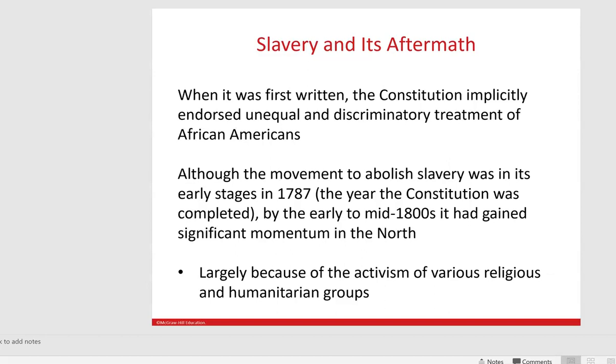Slavery and its aftermath. When it was first written, the Constitution implicitly endorsed unequal and discriminatory treatment of African Americans. Although the movement to abolish slavery was in its early stages in the year the Constitution was completed, by the early to mid-1800s it had gained significant momentum in the North, largely because of the activism of various religious and humanitarian groups.